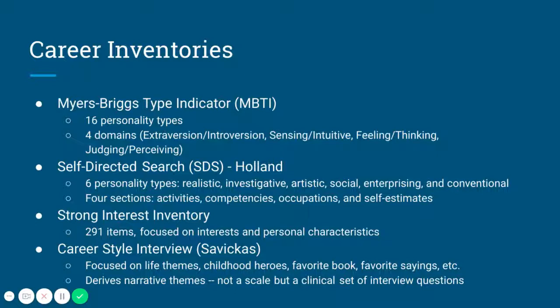The Strong Interest Inventory is 291 items, so it's pretty long, and it's focused on interests and personal characteristics. It's a scale of I don't like this, I do like this, I definitely don't like this, I definitely do like this. So that type of structure. And then there's the Career Style Interview, which is not really a scale, but I threw it in here because I think it's useful. Mark Savickas developed this, and it's focused on life themes, childhood heroes, your favorite book, favorite sayings, and it derives narrative themes. So it is a clinical set of interview questions that can help use a narrative therapeutic approach to career counseling.